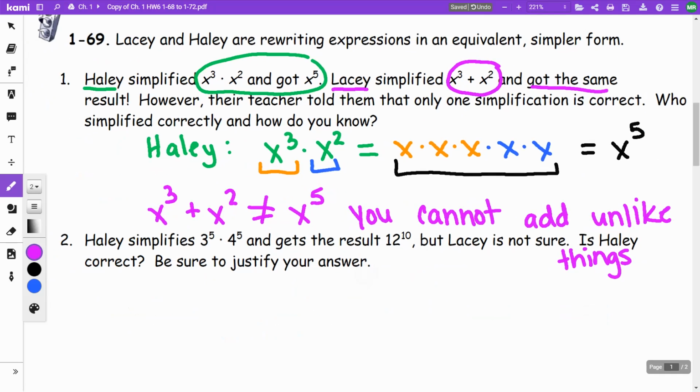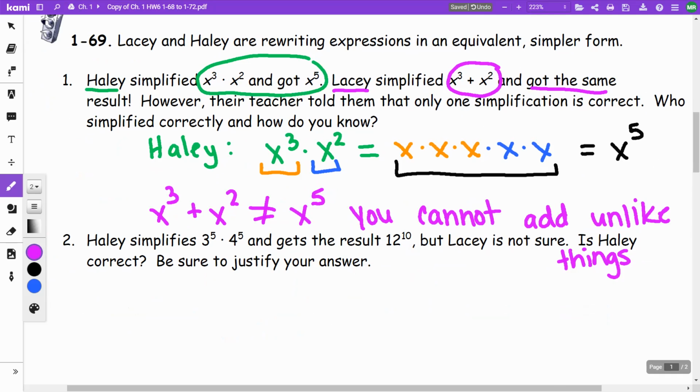Now on number 2, Haley simplifies 3 to the 5th times 4 to the 5th and gets 12 to the 10th, but Lacey's not sure. So we want to see, is that true? Does 3 to the 5th times 4 to the 5th equal 12 to the 10th?